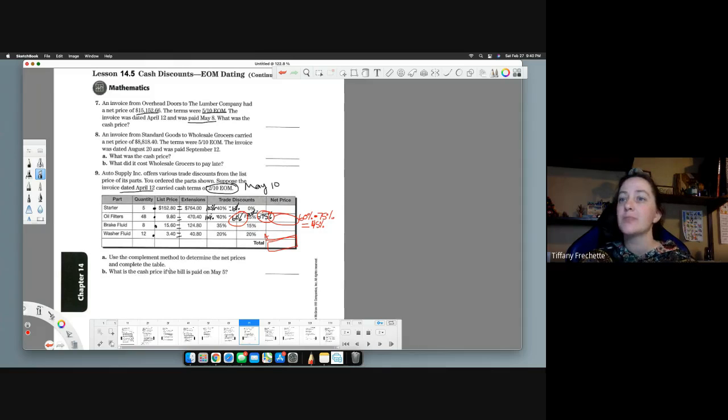So what is the cash price if the bill is paid on May 5th? So that's definitely before May 10th. So we get to take our 2%. We just need to know this total price, and then we'll multiply by 2% and then subtract that 2%. So you're going to subtract the two amounts so that you know this is my invoice minus the discount I get to take, and that's how much we'll pay.